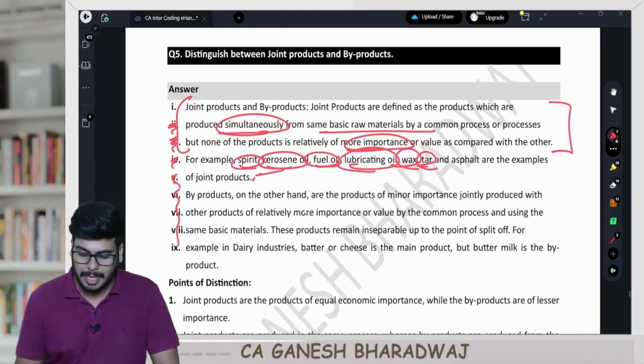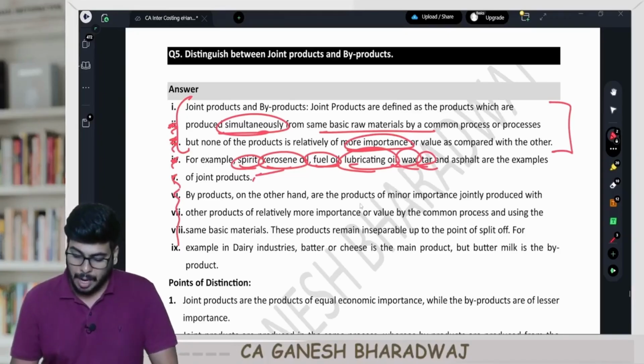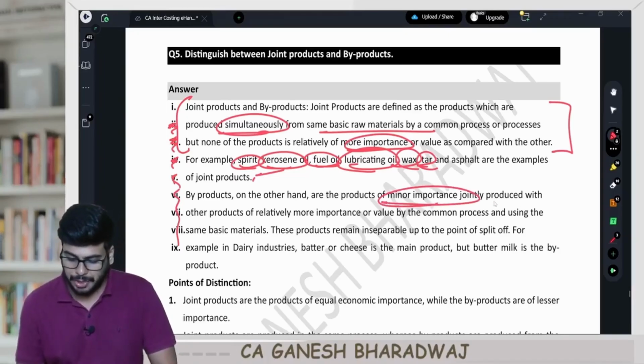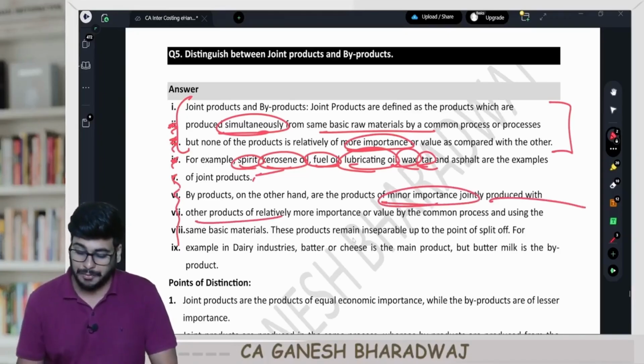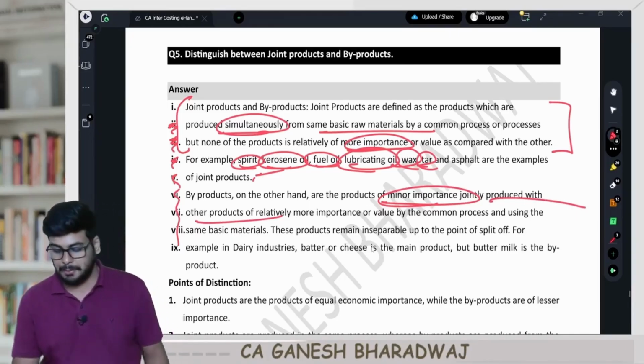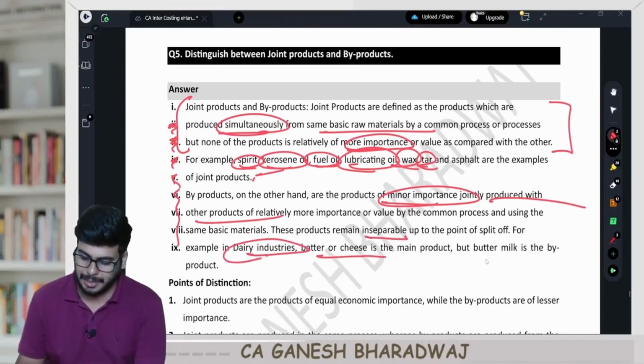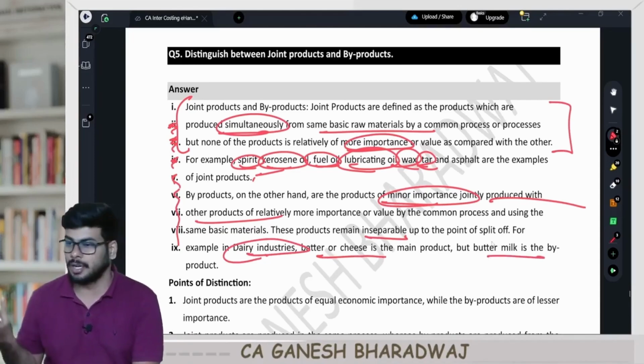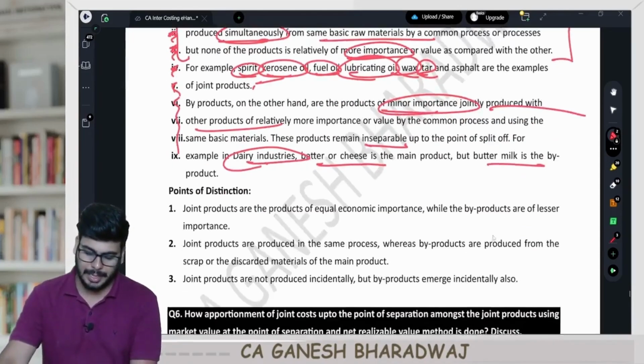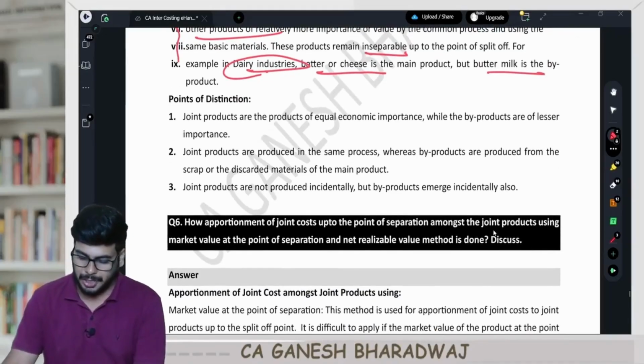Byproducts, on the other hand, are the products of minor importance jointly produced along with other products of relatively more importance or value by the common process, using the same basic materials. And these products remain inseparable up to the point of split off. For example, in dairy industries, butter or cheese is the main product, but buttermilk is the byproduct. Or you can even say cow dung, that is also a byproduct, incidental. Clear with this? Points of distinction and all they have given.